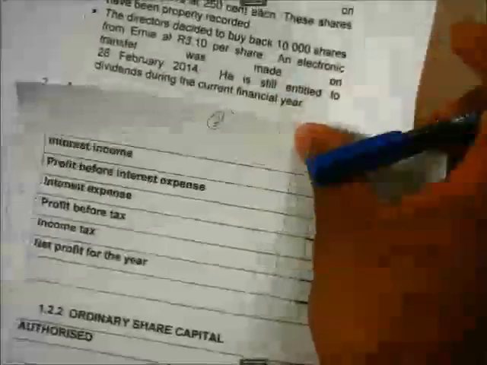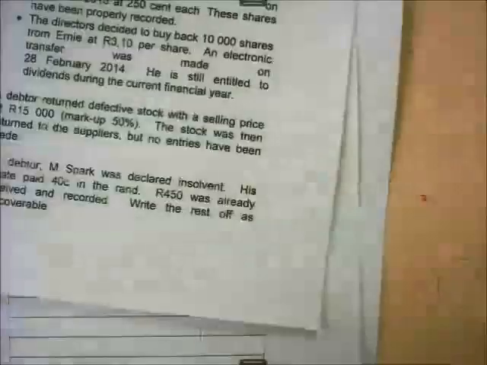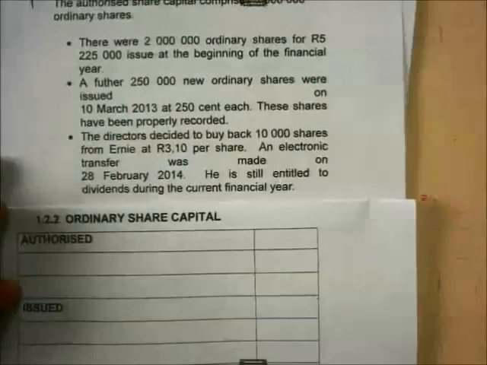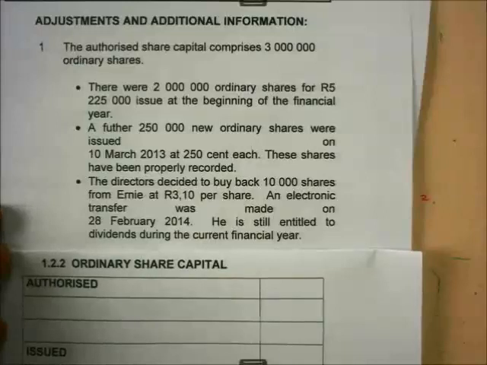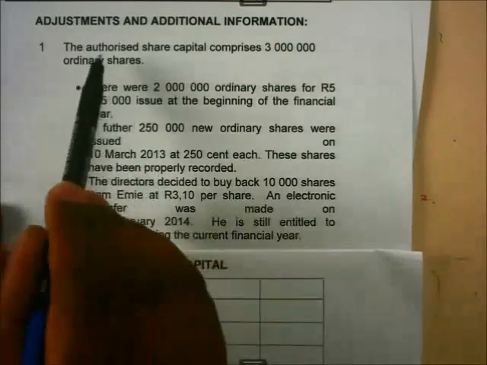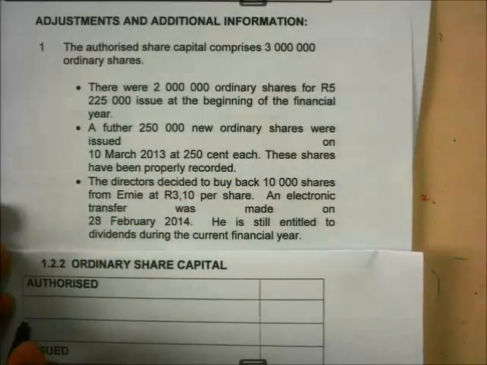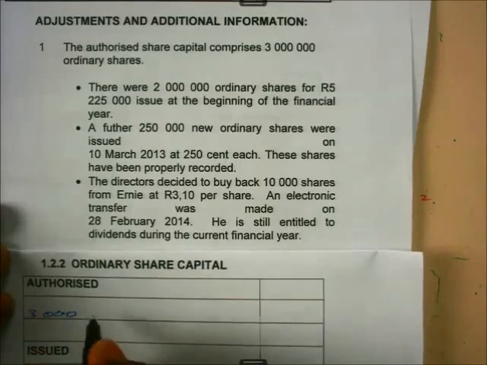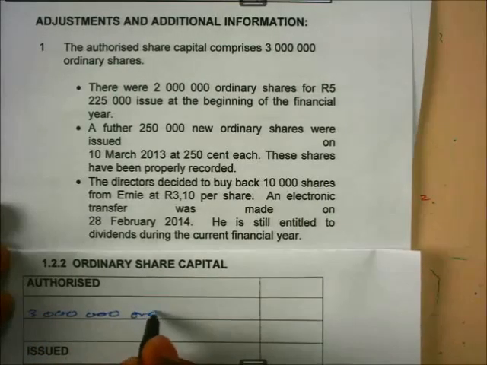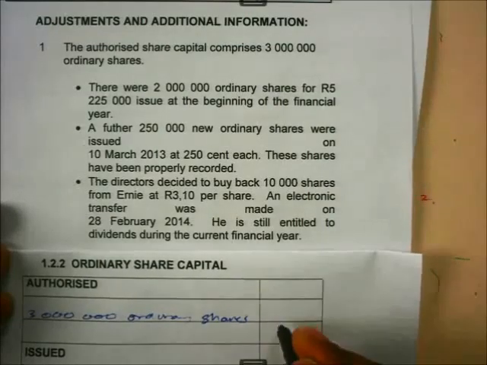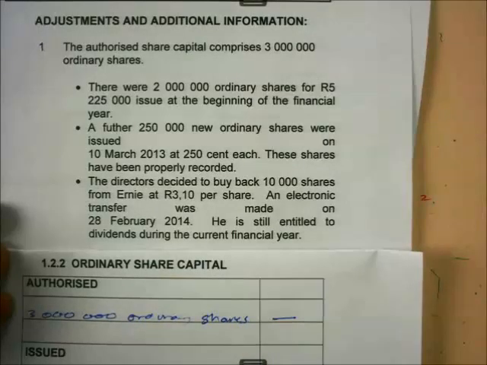Now, there we go. Let's concentrate on this note. You'll pardon me because there are so many pages here. Therefore, I'll have to juggle them around. We are going to prepare the note for the ordinary share capital. It says the authorized share capital comprises 3 million ordinary shares. Now, under authorized, I simply write 3 million ordinary shares. No amount is recorded there.